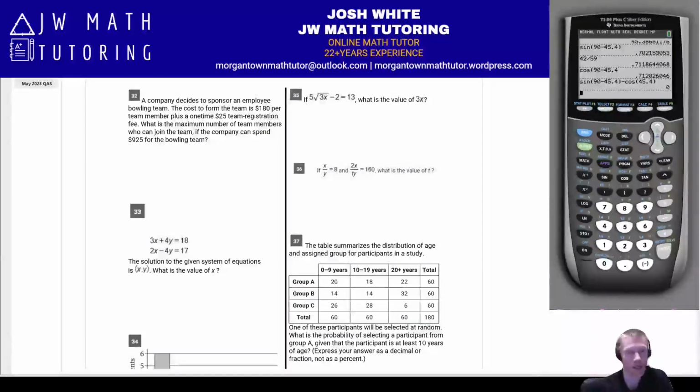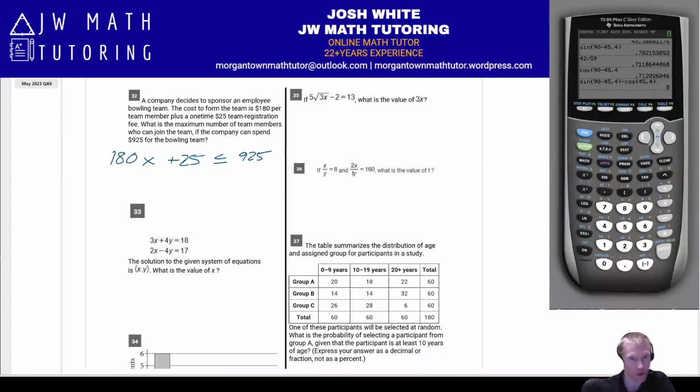All right, at the top of the next page, we have problem number 32, and this is just a basic linear inequality that you're going to set up and solve. The cost to form a team is $180 per team member, so that's 180 times x, where x is the number of team members, plus the one-time $25 fee. If the maximum they can spend is $925, you want to set this total amount of money for the team less than or equal to 925.